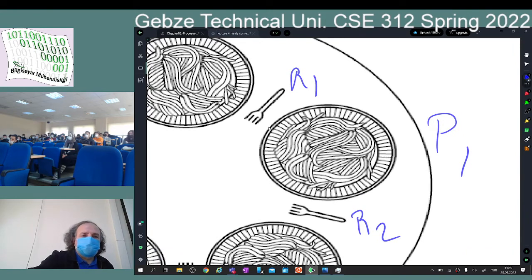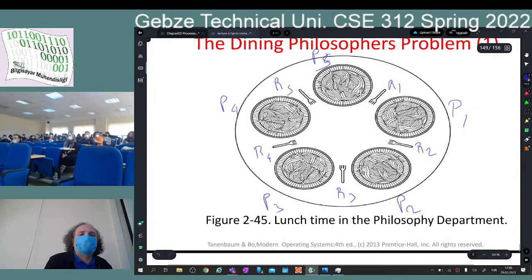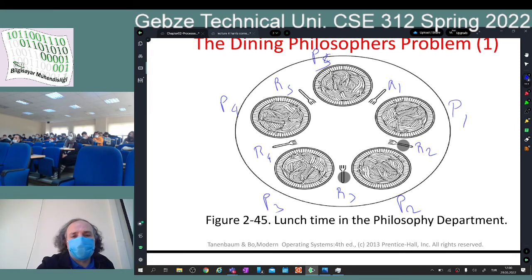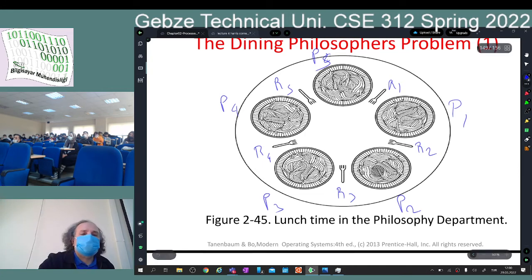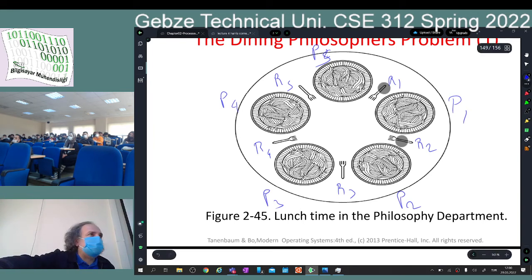He will eat his pasta with the fork. Okay? Otherwise the philosopher number 1 can't eat his food. The same thing is valid for philosopher number 2. He thinks, and when he's hungry, he needs to eat. He needs to get these 2 forks, and if he can get both of them, then he can eat. Otherwise, he has to wait until P1 is done eating or P3 is done eating.